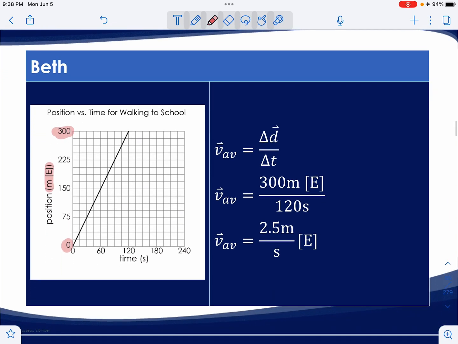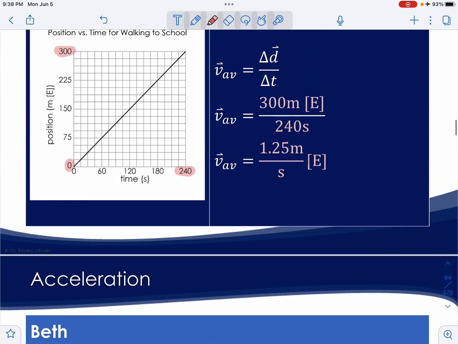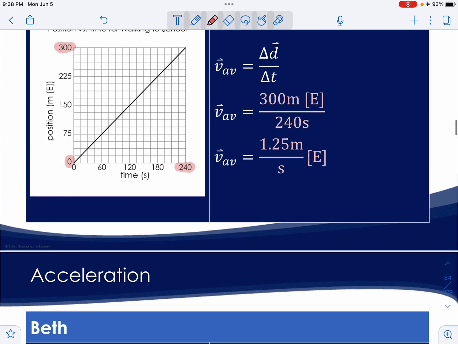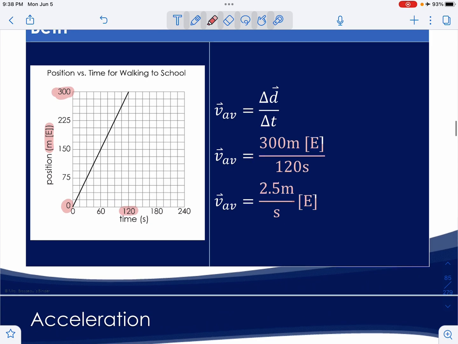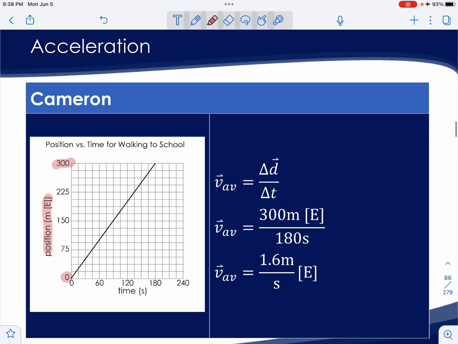Beth, she's booking it. She does it in 120 seconds. You can see that the slope of this line is steeper than the slope for Alfie. If we put that in here, 300 meters over 120 seconds, we get 2.5 meters per second east. So that 2.5 is twice as fast as 1.25 meters per second. Now let's compare it to Cameron.